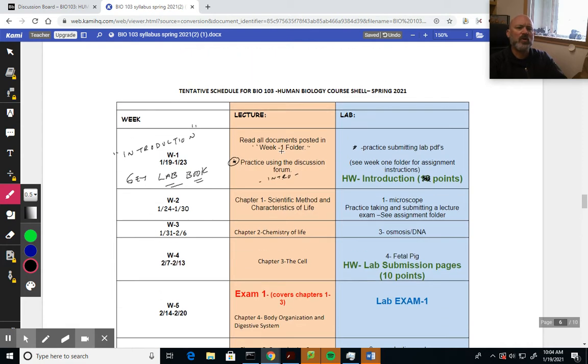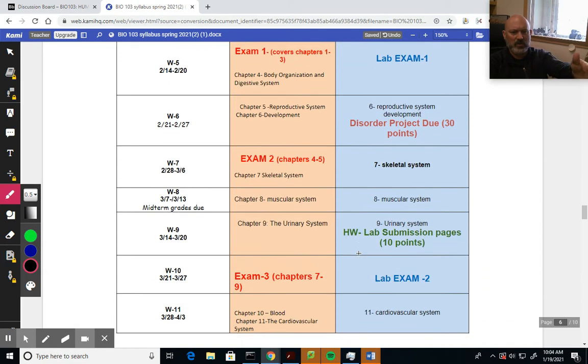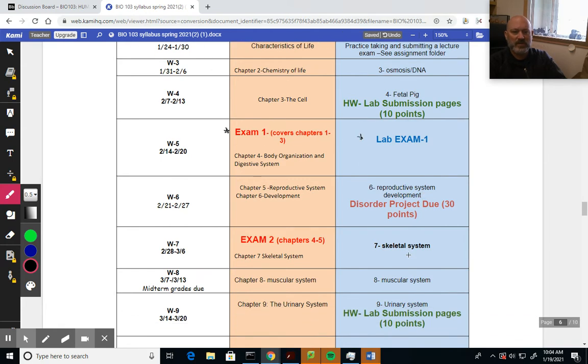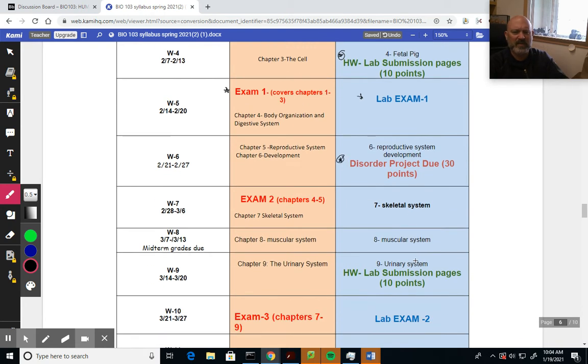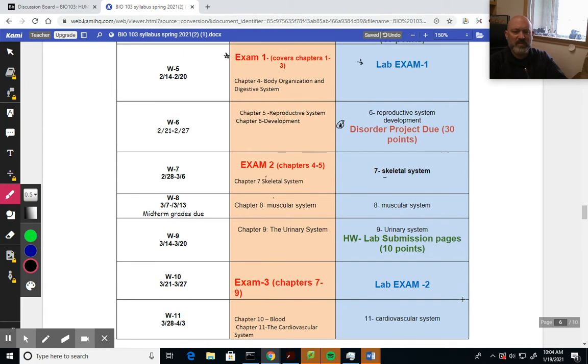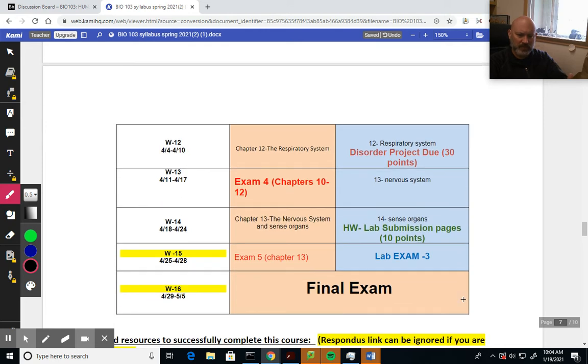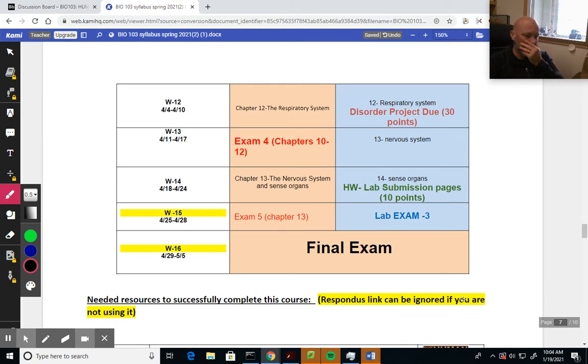All right. So what about the notes? Where can you find copies of the notes? And then we have the schedule. It goes all the way down, and you see where everything is. Here's our first lecture exam. This is our first lab exam. This is where we're going to submit pages of the lab book. It's going to count for points. Here's a disorder project, and I'll explain that when we get closer. But these are all the chapters and labs. So everything is here. All right. This is our schedule. And then we go all the way to the final exam.